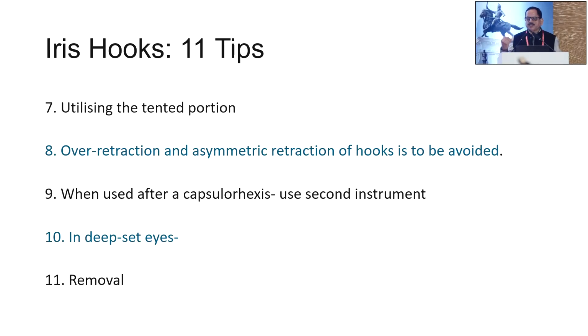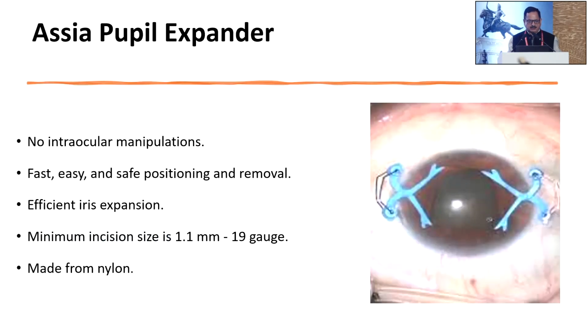Then utilize the tented portion. Suppose you have placed one, you can utilize that tented portion of the iris to place the second one. Over-retraction and asymmetric retraction of the hooks should be avoided. Don't stretch it too much. When used after a rhexis, use a second instrument, so that you avoid hooking the capsule margin. In deep set eyes, you have to be careful. You may find it difficult to do surgery, so you can cut the edges which are outside, and removal will be much easier also.